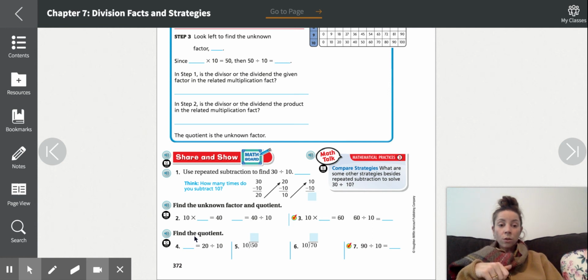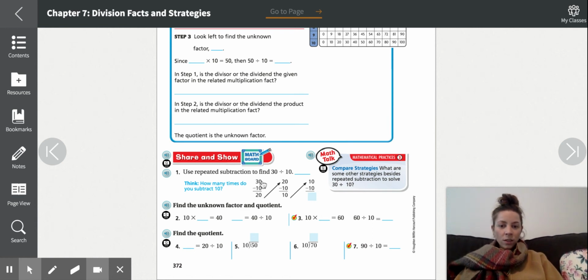You can do a number line counting back by 10, or repeated subtraction. You can use this multiplication table up here, or you could use mental math, skip counting by 10 and how many times. Okay, so why don't you pause the video now, try these share and show by yourself, and then play it again so you can see if you got the same answers as me. Okay, so here we go.